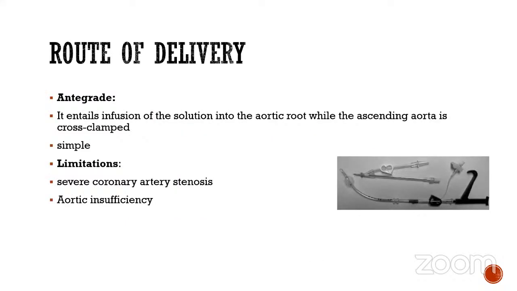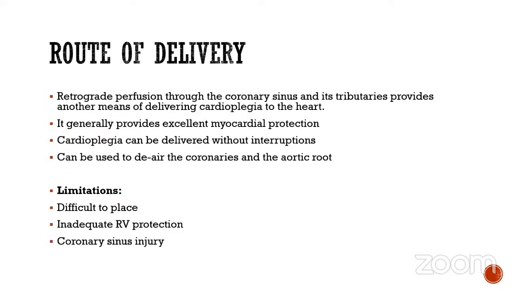So the route of delivery, we have two routes, as we said, antegrade delivery or retrograde. Regarding antegrade, it entails infusion of the solution into the aortic root, while the ascending aorta is cross-clamped. It is simple and the most commonly used method of delivering cardioplegia. It has some limitations, in that in severe coronary artery stenosis, it may not provide adequate myocardial protection, and in cases where the patient has aortic insufficiency, it will also be insufficient to provide myocardial protection.